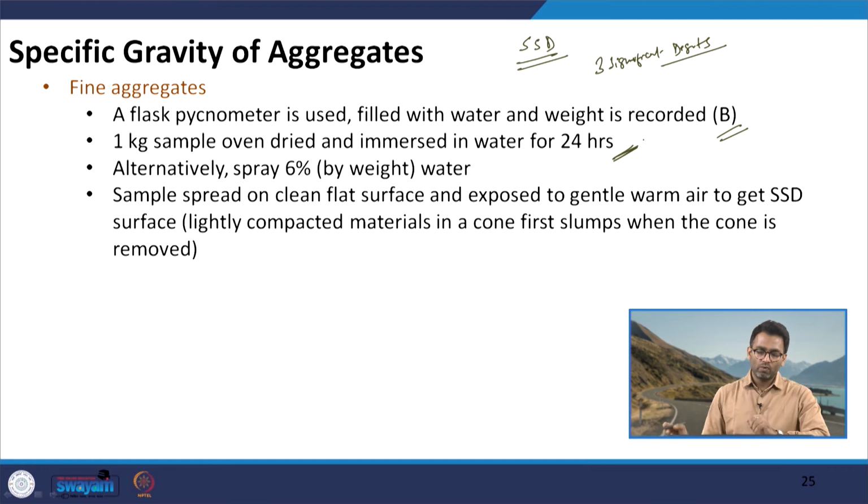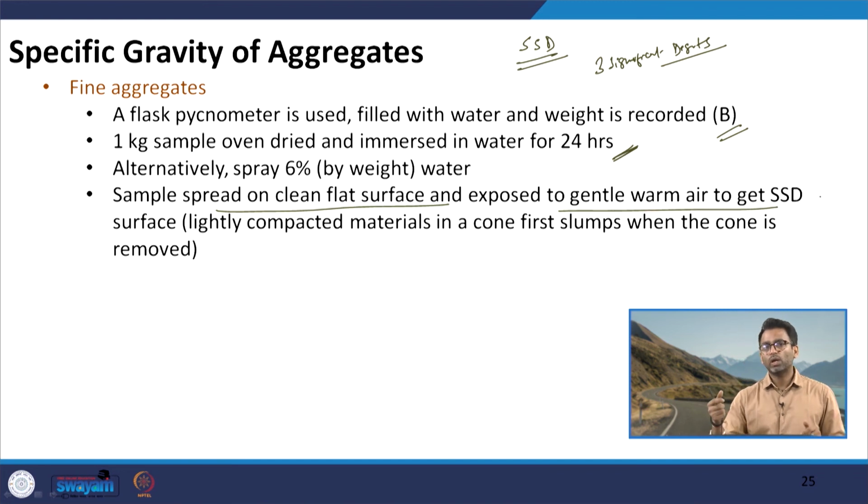Then what we do, we will take out the sample after 24 hours of immersion, and then we will spread it on a clean flat surface, okay, and we will expose it to gentle warm air. So, you can use a blower also with lower speed, and you can just expose the spread fine material to this warm air, and our idea here is to get the SSD surface condition.